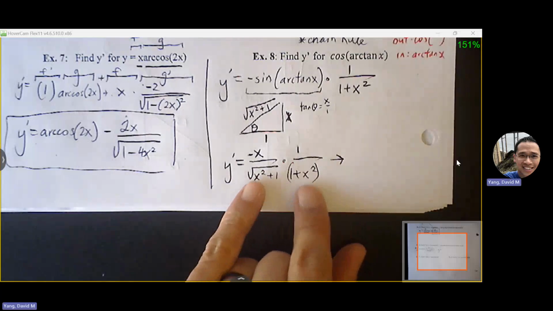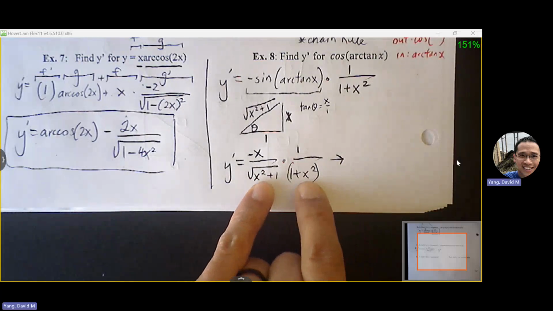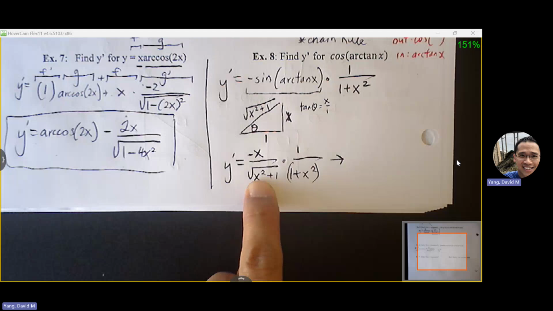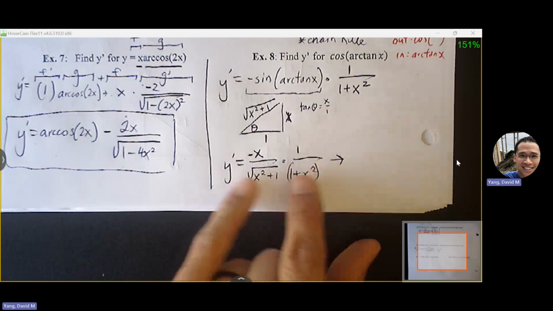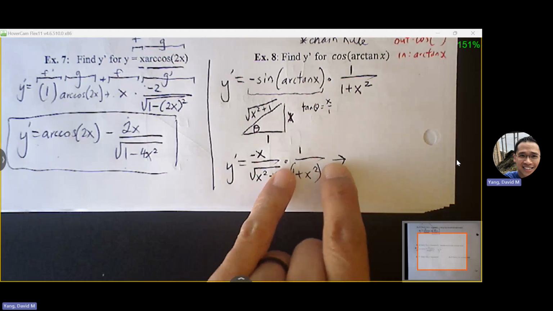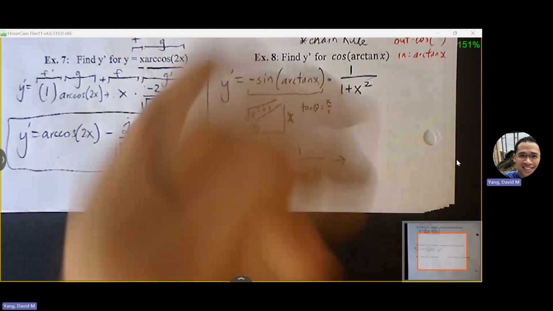This is fine, but I want to show you that we can actually combine this a little further. This is x squared plus 1 to the 1/2. This is x squared plus 1 to the 1. They're both the same base. I can just add the exponents if I want to multiply this. So 1 plus 1/2 is 3/2.